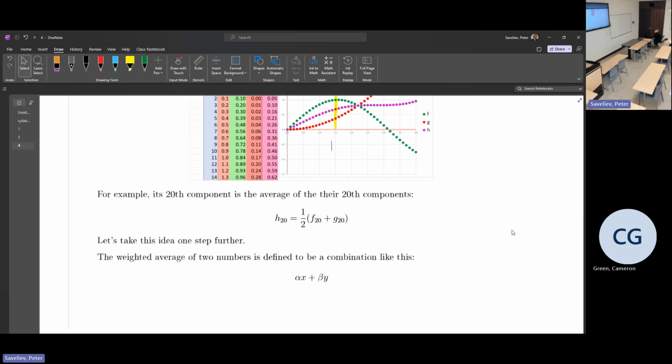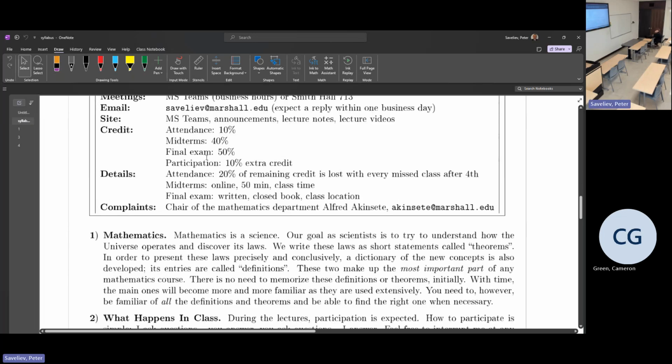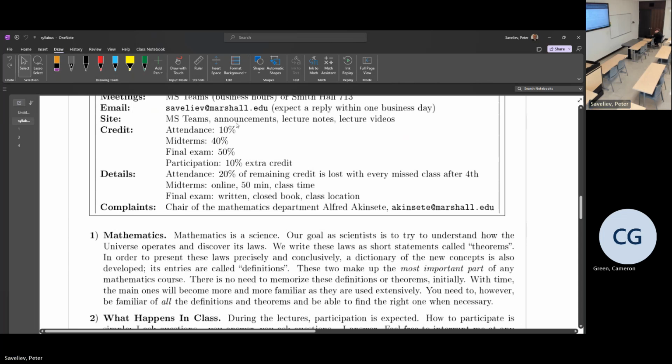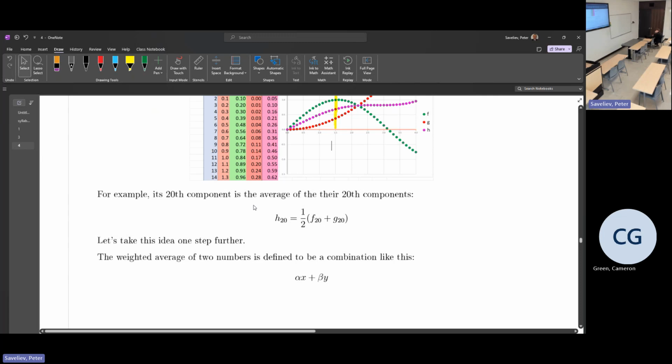You pick those weights ahead of time, and in fact here's the syllabus. Where are the numbers? Here they are. These are the weights, expressed in terms of credit, percentages, but nonetheless they are weights. What are the weights right here? Like 0.1, 0.1, 0.4, 0.5. That's right. As you can see, they all add up to 1. So it's 0.1 x plus 0.4 y plus 0.5 z.